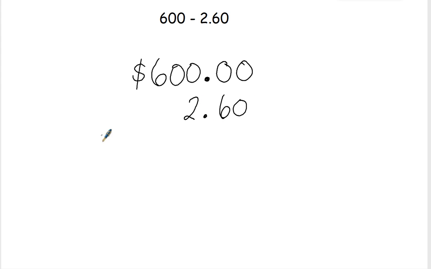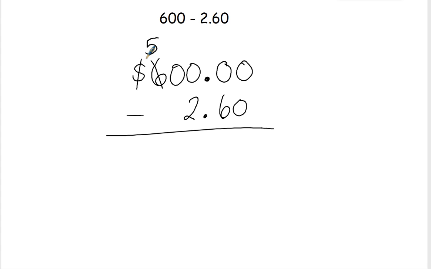Okay, what about 600 minus $2.60? Well, on the 600, I do not have a decimal point. So remember, the decimal point goes after the whole number. So I have 600 point, or and 0 cents. Okay, minus $2.60. Okay, so I have to go all the way over to this 6 and borrow from it.